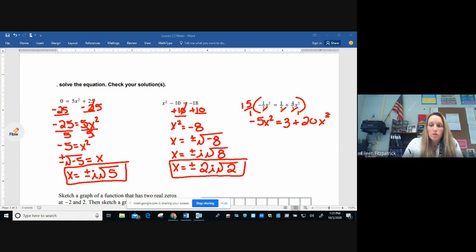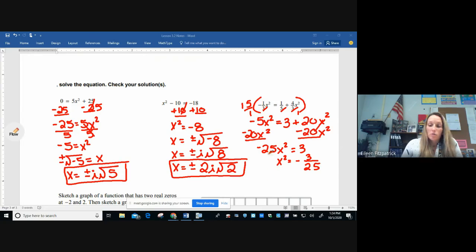If you're not good with multiplying through by the LCD, you don't have to, right? But if you're comfortable with it, it does make the math easier. So now I'm going to subtract 20x squared from both sides. So I have negative 25x squared equals 3. Divide both sides by a negative 25, so x squared equals negative 3 over 25.